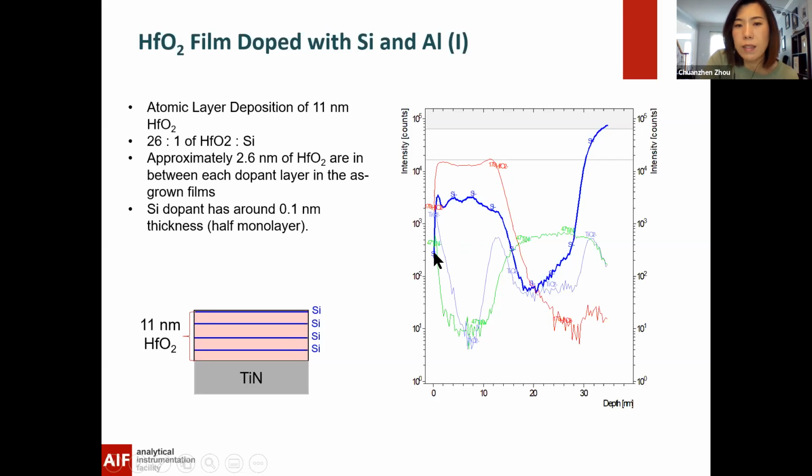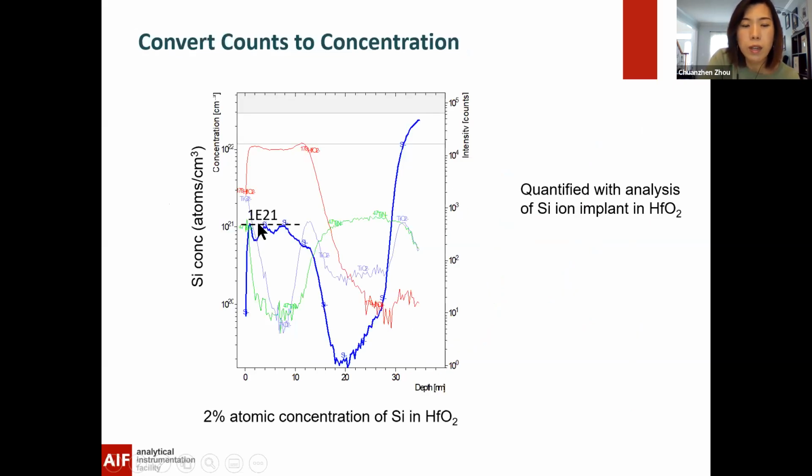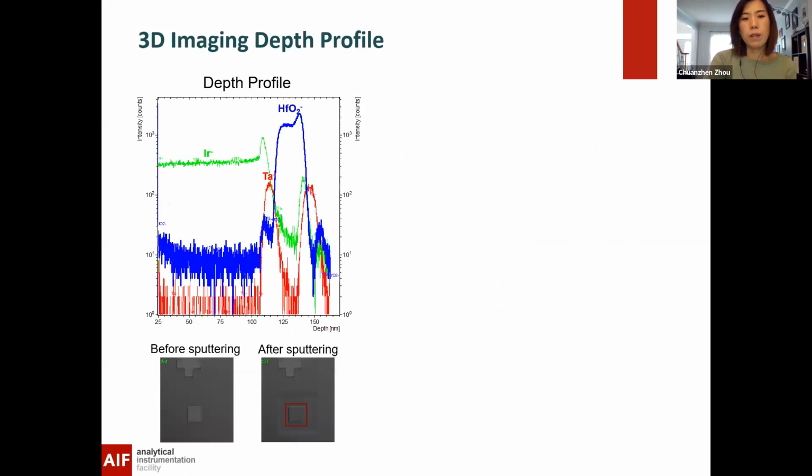And with an implantation of silicon into hafnium oxide, we can convert this intensity into a concentration. What we got is about 1E21 atoms per centimeter squared, corresponding to 2% of atomic concentration, because 5E22 is one monolayer, which means 100%, and 1E21 is about 2%.